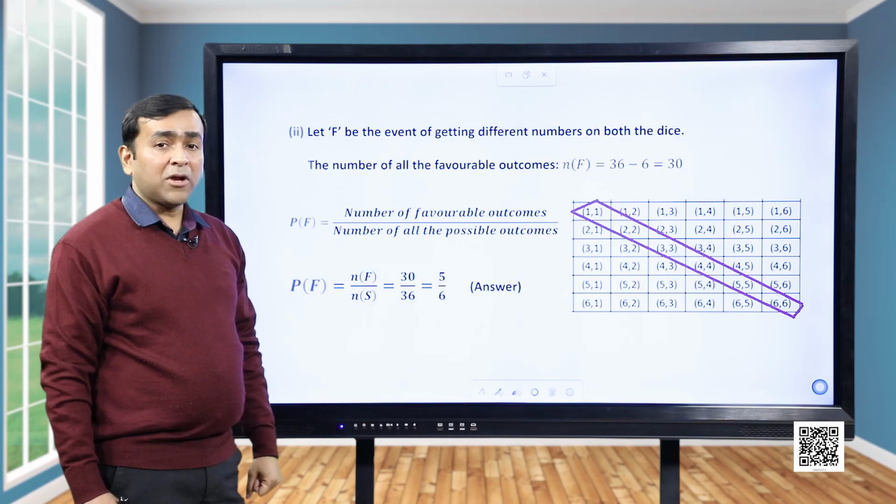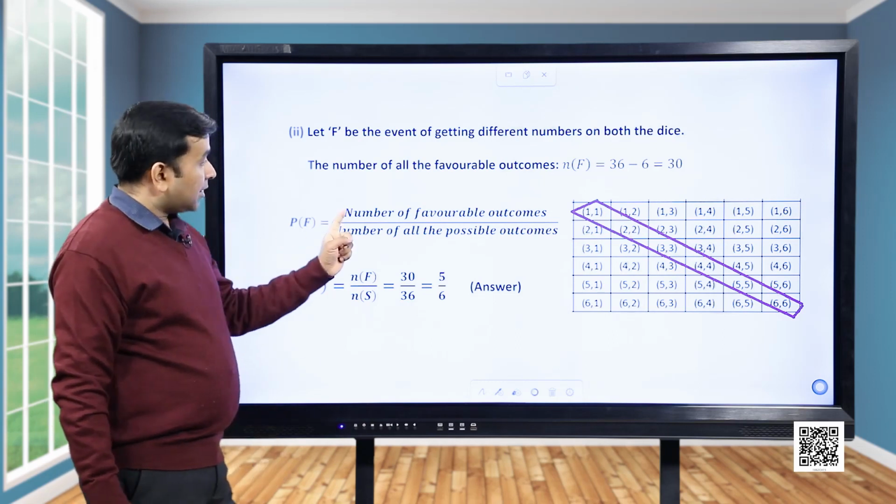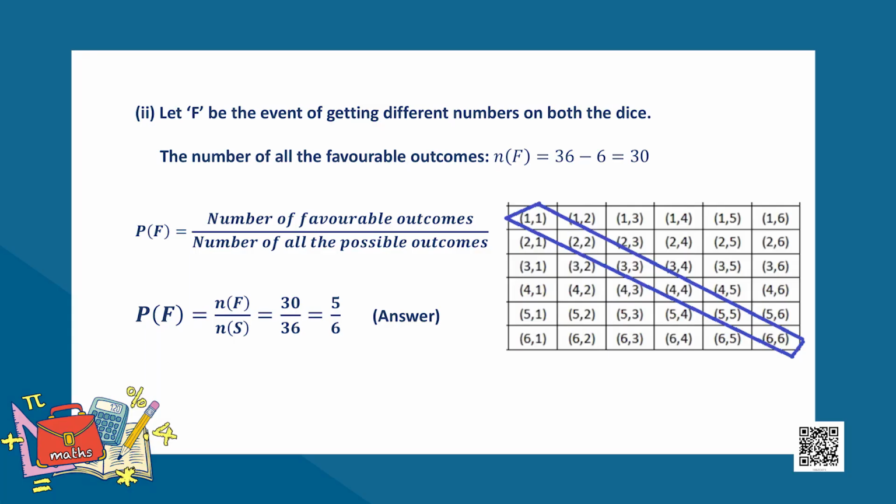We apply the same formula, that is the number of favorable outcomes upon the number of possible outcomes for finding the probability, which is 30 upon 36, and which is equivalent to 5 by 6, and this is our answer. Let us proceed to the next question.